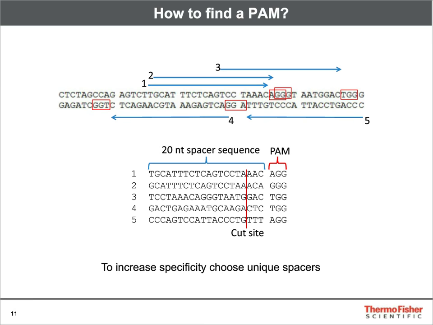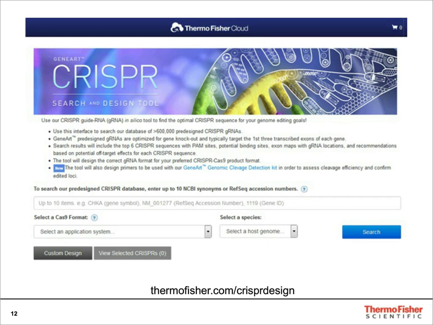While there are five potential sites, the key thing to keep in mind is to make sure that you pick the target or spacer region that is unique to your loci and isn't present elsewhere in the genome. To make this designing simple, we offer a design tool through our Thermo Fisher cloud set, and I'll walk you through that in my next couple slides.